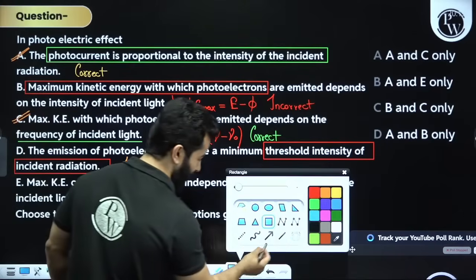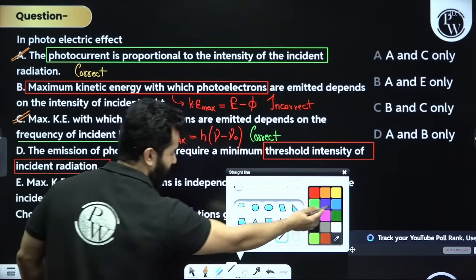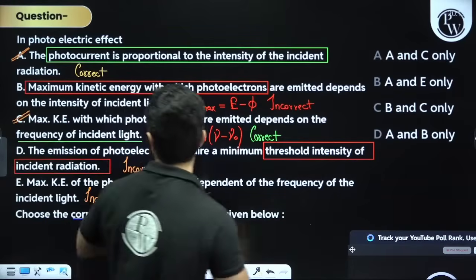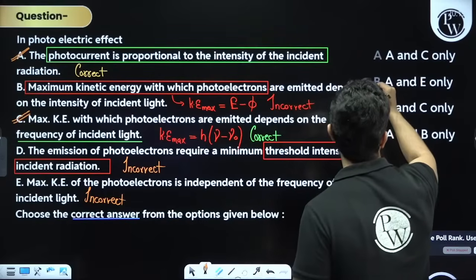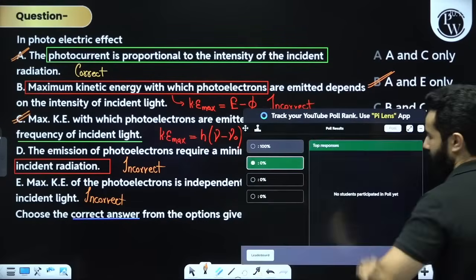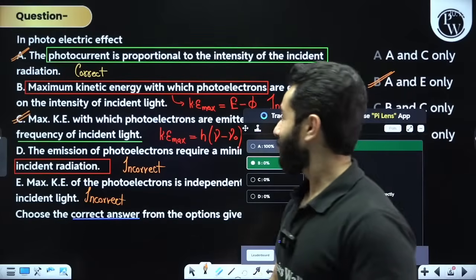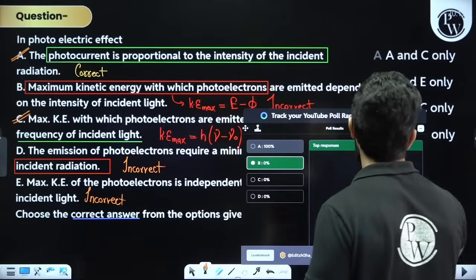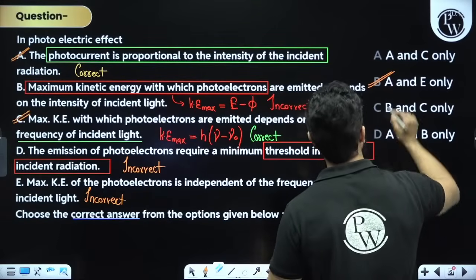This is also very, very important. Don't make any mistake. They are saying to choose the correct answer, right? So that means only A and C. A and C, that means option B is correct. Oh, my bad. Sorry. A and C. My bad.